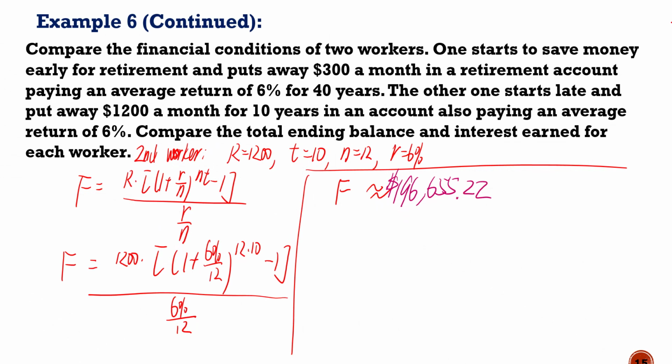And one more time, this is the ending balance. And as you can see, it's a lot less, $400,000 less. Total interest earned. This is the balance.